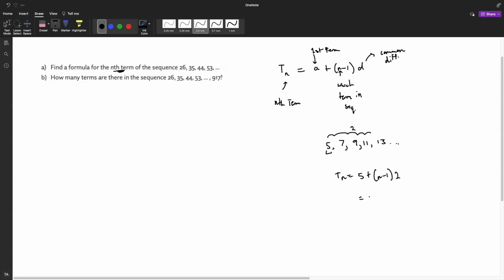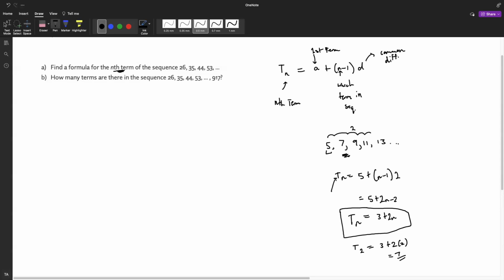And then we can simplify this by saying this is 5 plus 2n minus 2, which is equal to 3 plus 2n. And what this tells us is that whatever term we want to know, it will give us the answer for that. So if you want to find out what T2 is, T2 is equal to 3 plus 2 times 2, which is equal to 7. And we can see over here that that is what our second term is. So this basically just gives us a generalization to find out whatever term in the sequence you want to know.